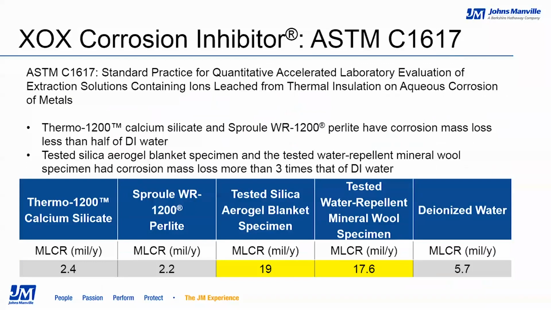The corrosion inhibitor both buffers potential corrosive ions and forms the silica gel layer to protect the metal surface, which results in the lower corrosion rate than DI water. The silica aerogel blanket and water-repellent mineral wool, on the other hand, have a MLCR that is higher than DI water and much higher than the Thermo 1200 or Sproul WR 1200. So both the aerogel and mineral wool have low or negligible water absorption, but the material properties, once exposed to water, still result in a higher corrosion rate.